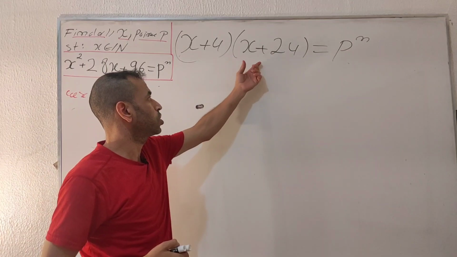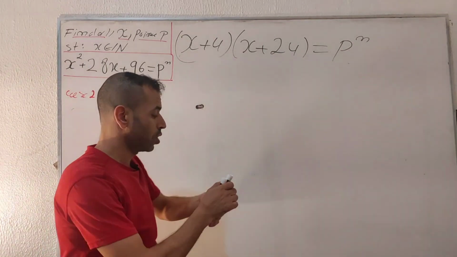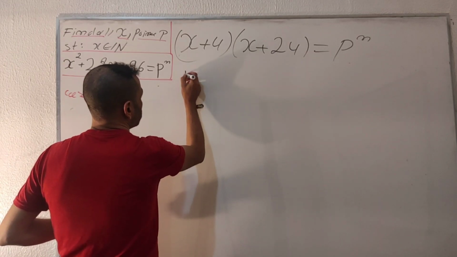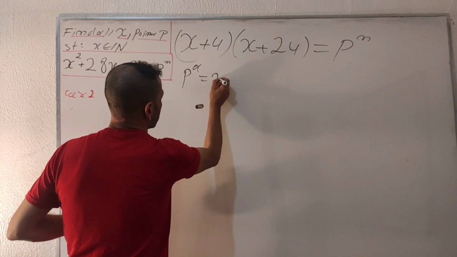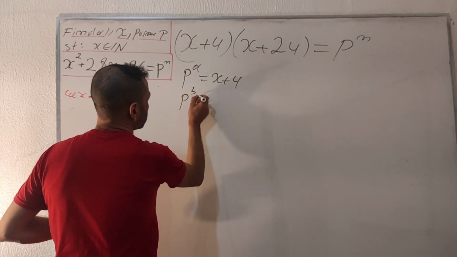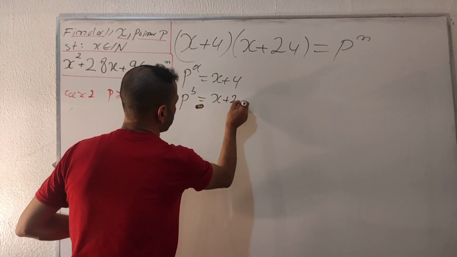So we know each term of this product is a power of p. It will be written in this form. I get p to the a equals x plus 4, and also I get p to the b equals x plus 24.